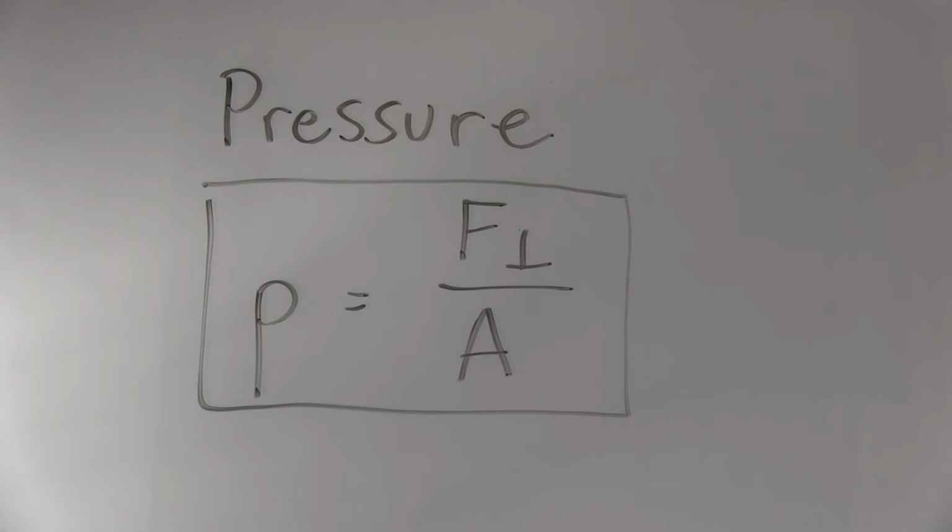The unit of pressure is the Pascal. The Pascal equals 1 Newton per meter squared. An important unit of pressure is the pressure that you feel when you're standing on the surface of Earth at sea level. This is called atmospheric pressure. 1 atmosphere is equal to 1.013 times 10 to the 5th pascals, or 14.7 psi, pounds per square inch.